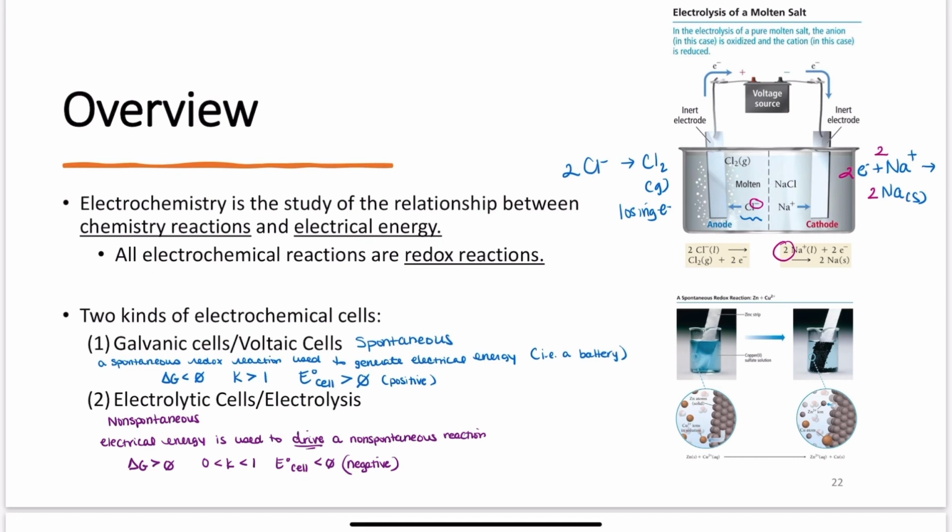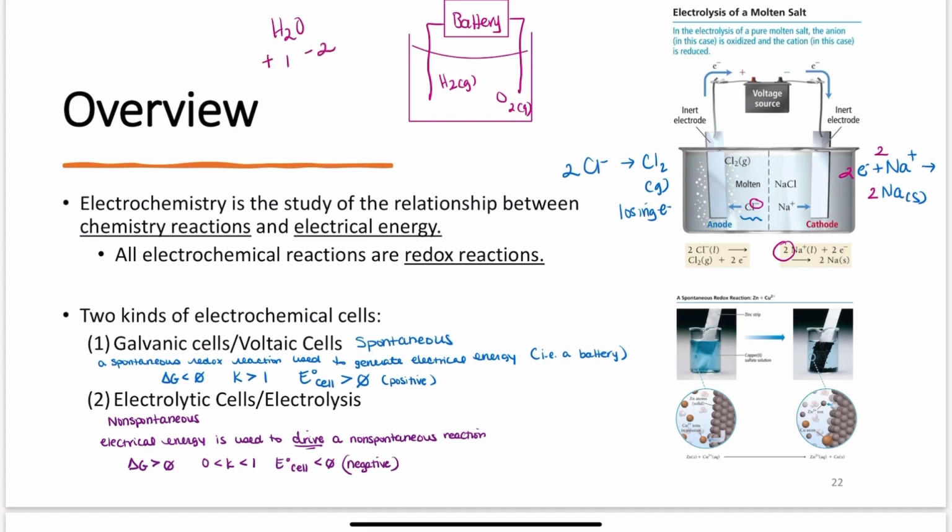Same thing, I can electrolyze water. I can take a beaker of water and hook a battery up to it. And I can form hydrogen gas and oxygen gas from the water itself. Because again, water, H2O, hydrogen is +1, oxygen is -2. I can remove those electrons from the oxygen, give them to the hydrogen.